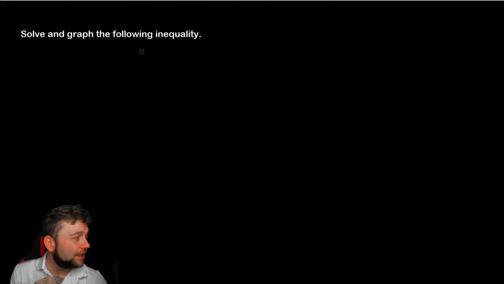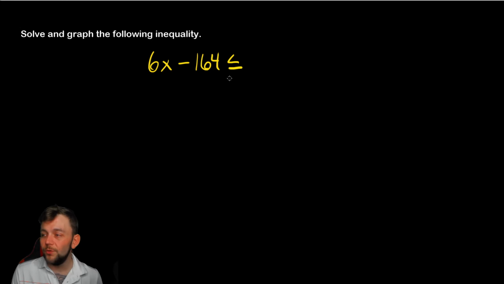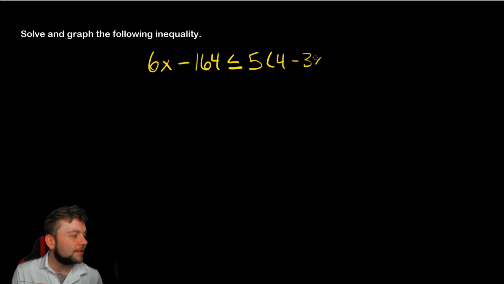So our problem is 6, that's way too thick, so 6r, we'll change that to x. I don't like those other letters. 164 is less than or equal to 5 all times 4 minus 3x, end parentheses, minus 2x.